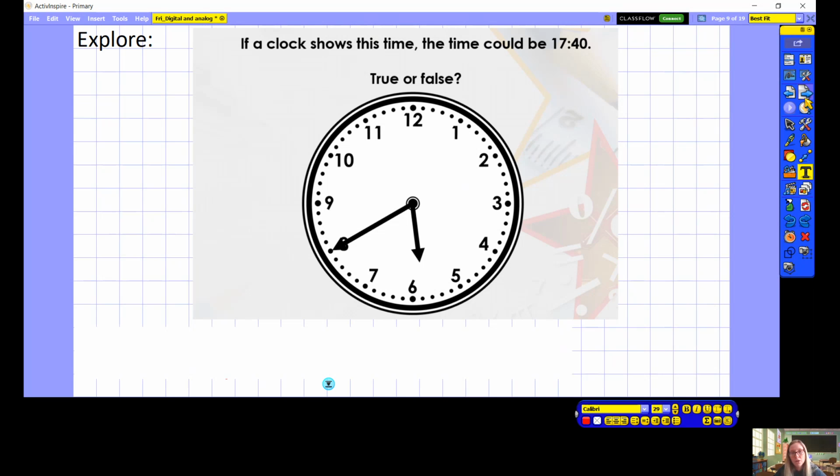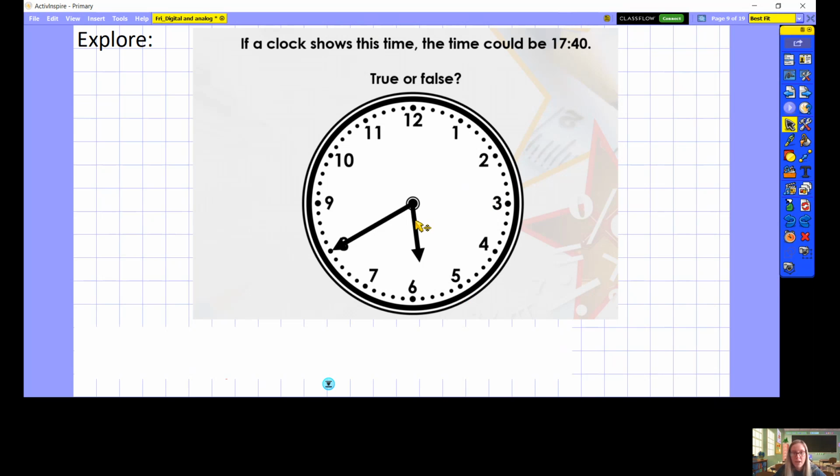Okay, so if a clock shows this time, the time could be 1740. Is that true or false? So you need to work out what the time is on this clock and see if you think it is true or false, and write down how you know if it's true or false. Pause the video now and have a go.